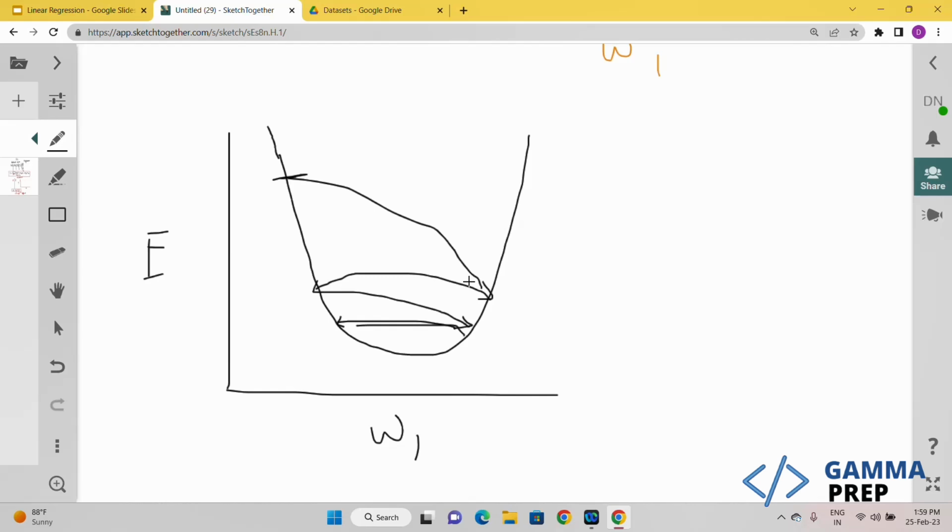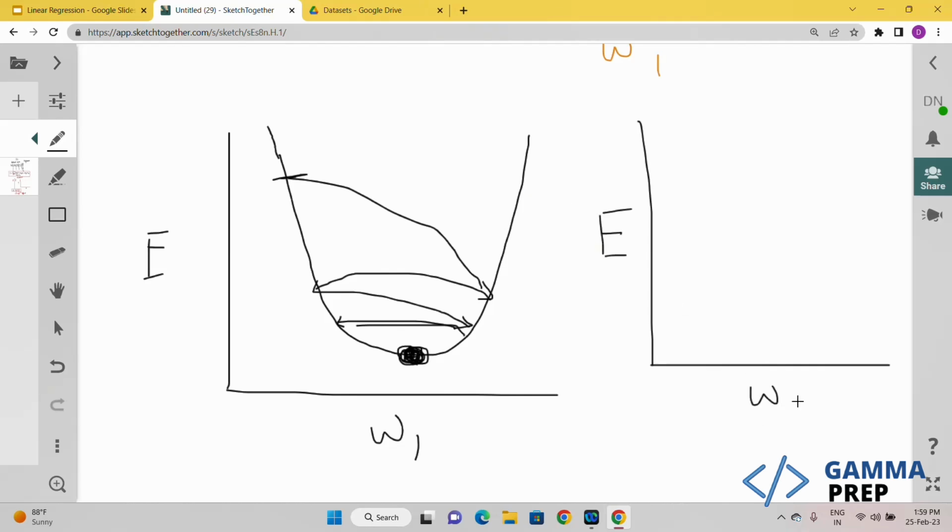So our learning rate should not be very high, right? Because if our learning rate is very high, we might not be able to reach here. We want to reach here. So basically, if our learning rate is high, we might just be switching sides.